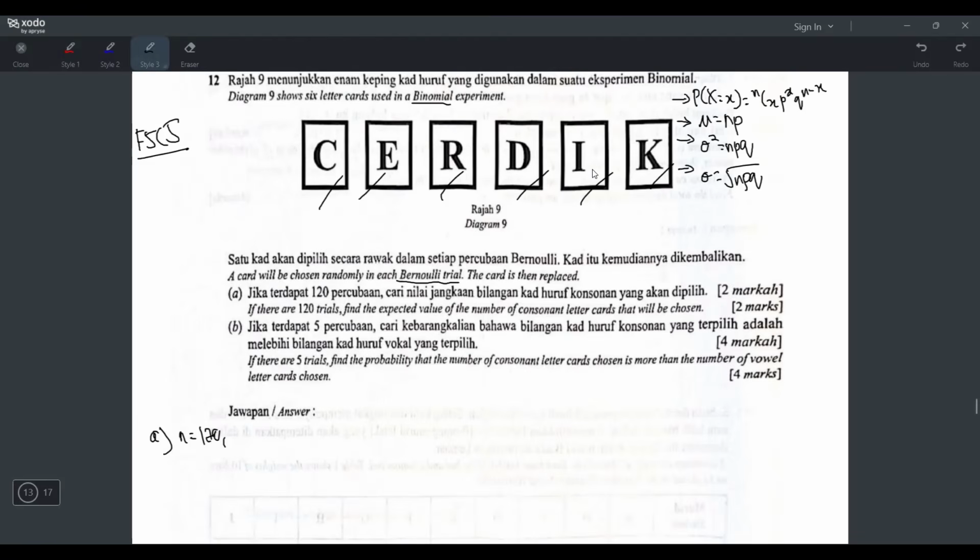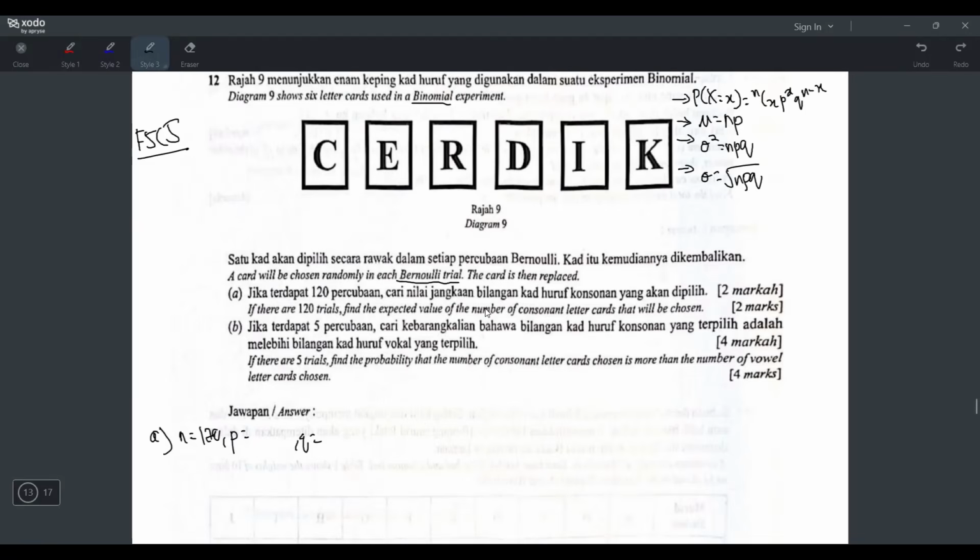There's only 6 cards. Okay, it's possible because you put it back. I said after you choose one card, you put it back, and then shuffle again, and then take one again. So it's possible to do it for 120 times. Okay, find the expected value of the number of consonant letters that will be chosen. That means your p, probability of success, will be probability of consonant.